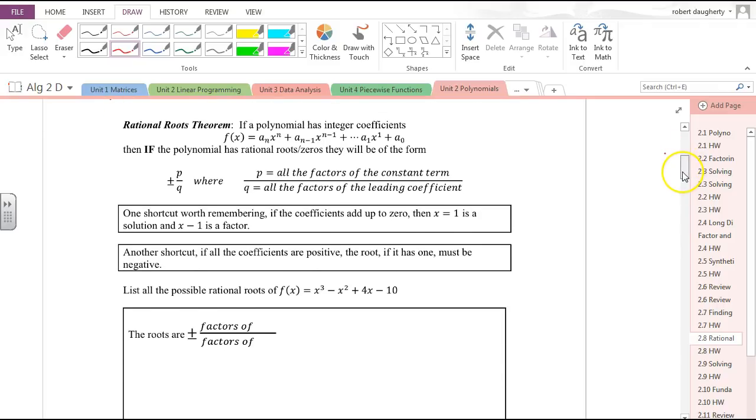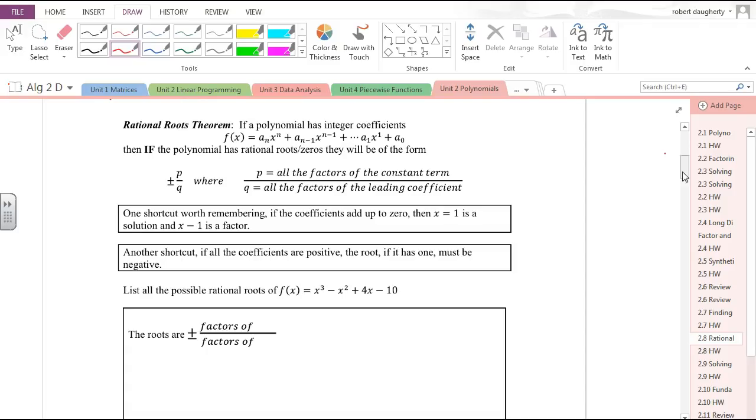Okay, so rational roots theorem. This is what a polynomial looks like. I know it looks complicated. This is a coefficient of x to the n, the coefficient of x to the n minus 1. It's just a way of writing a polynomial. It could be 5th degree, 4th degree, whatever. If this polynomial has rational roots, now, they're not guaranteed to have rational roots, but if it has rational roots, it's going to be of the form plus or minus p over q, where p represents all the factors of the constant term, and q represents all the factors of the leading coefficient.